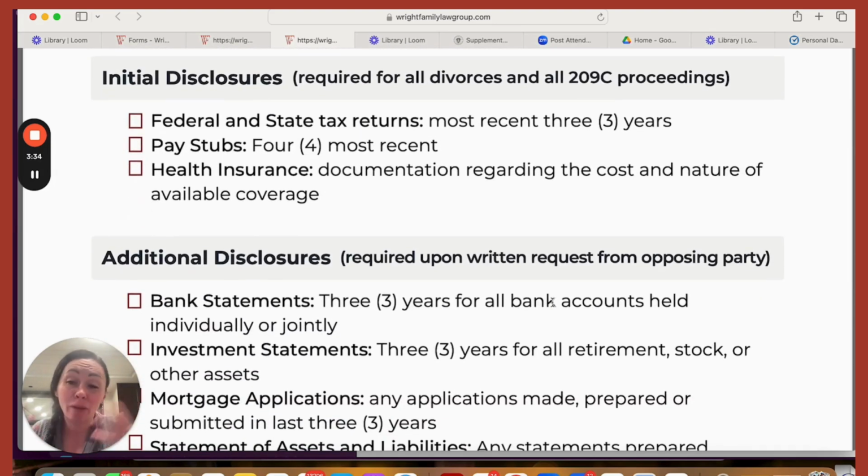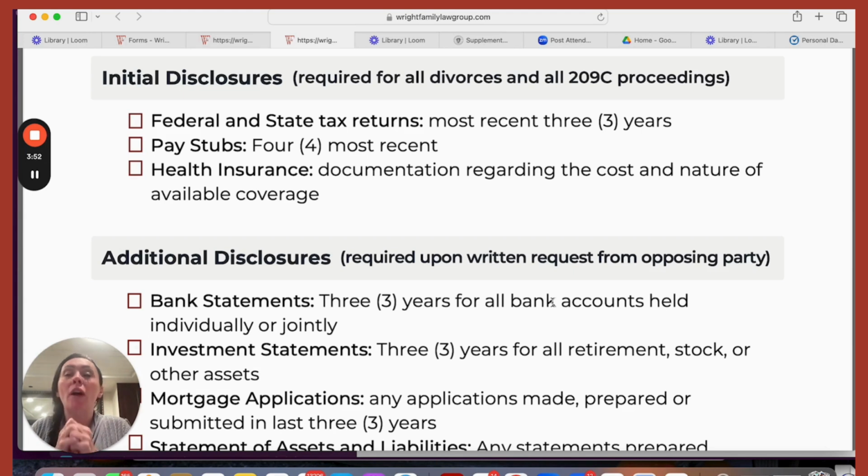Do people do it? You have 45 days from the service of process to do it. People don't always do it. Usually it's done after a formal request goes out in writing, but that technically is not the rule. This is what people do, but it really should be collected and exchanged early on in the case.